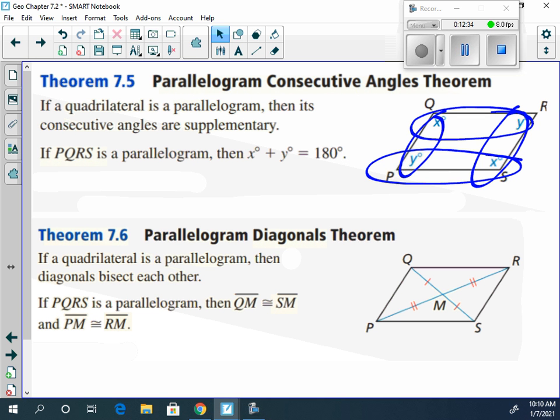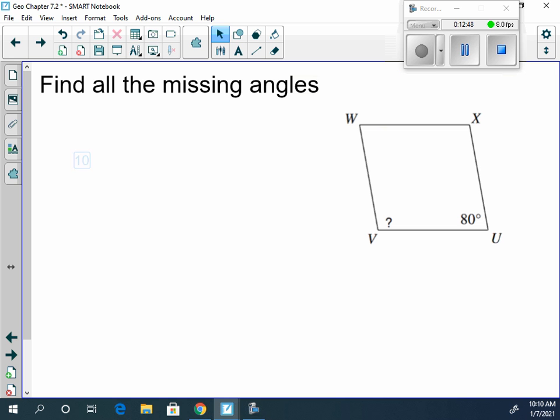So where they intersect will be the midpoint for each diagonal. No matter how long they are, it will be the midpoint. And we're going to look at some problems dealing with this here.